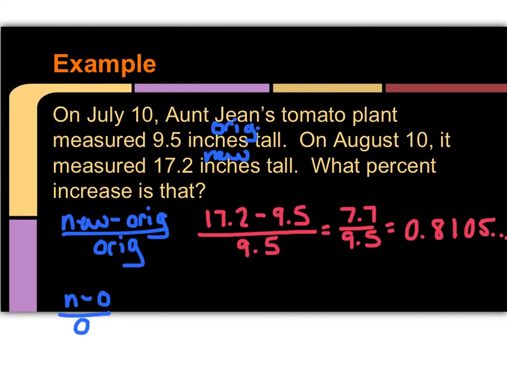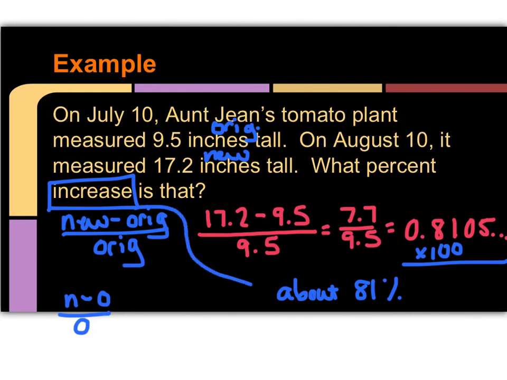But we need it as a percent. So we're going to multiply that by 100, or move the decimal 2 places to the right, and you get about an 81% increase, because that's what it told us in the problem, and our answer was positive, so we already know it was an increase.